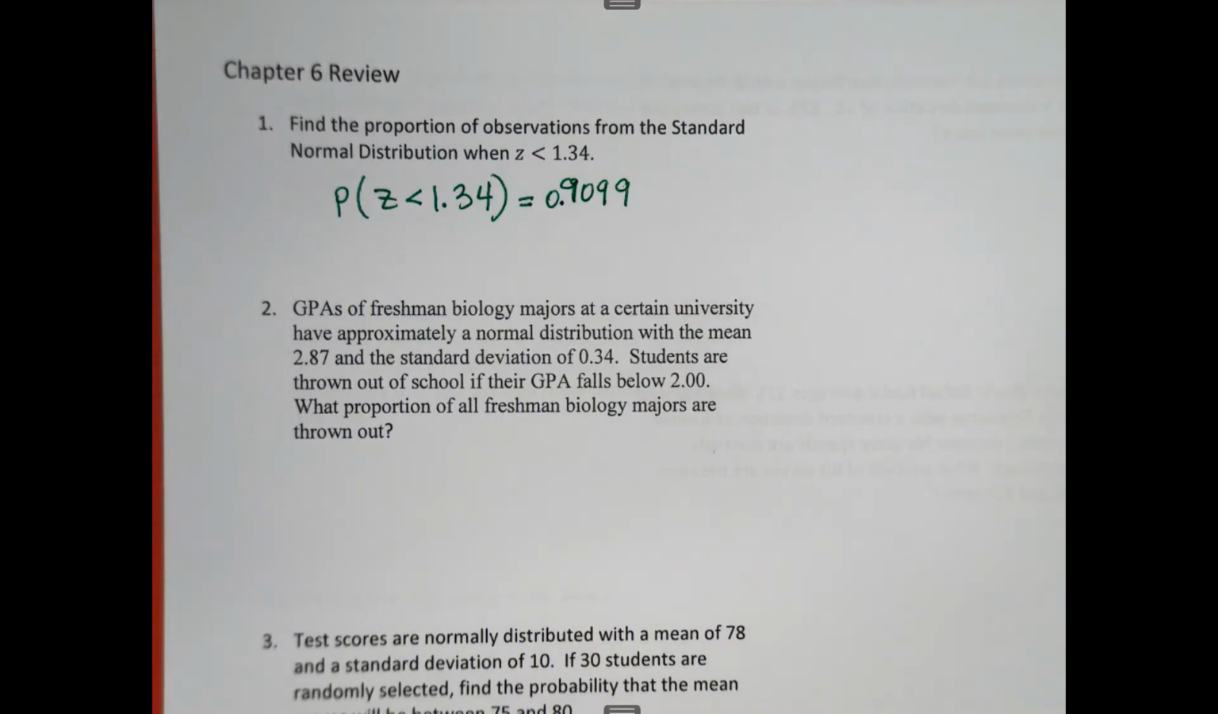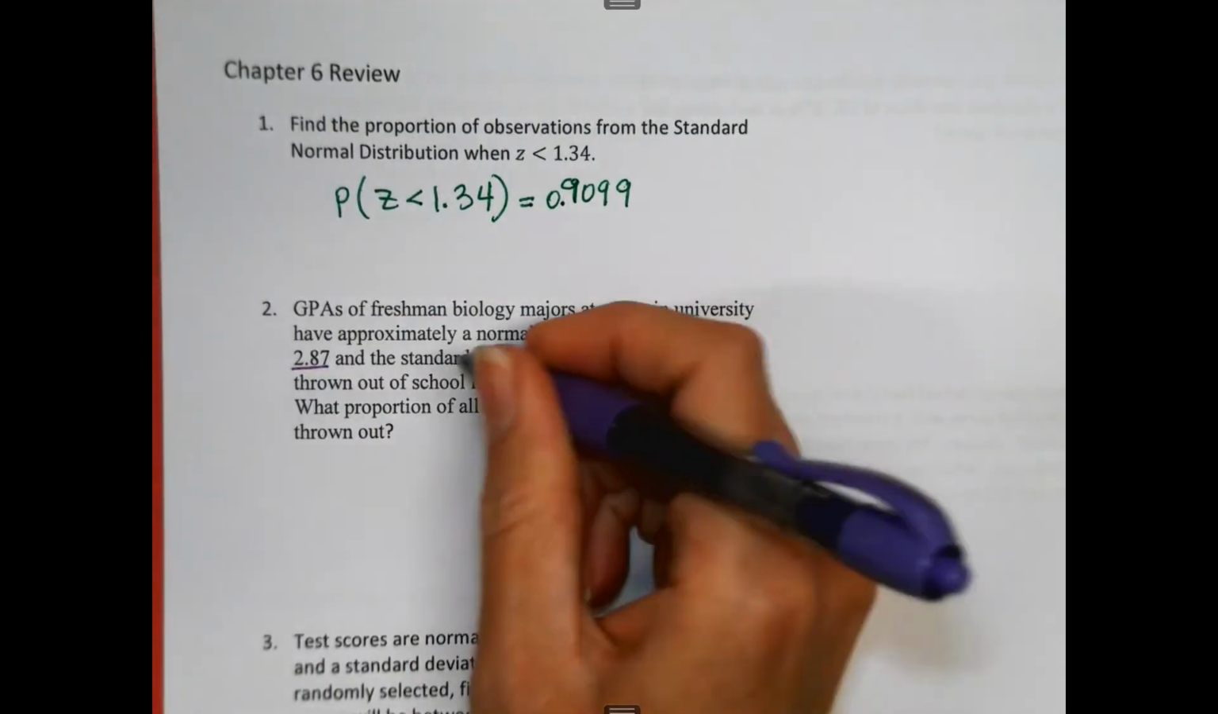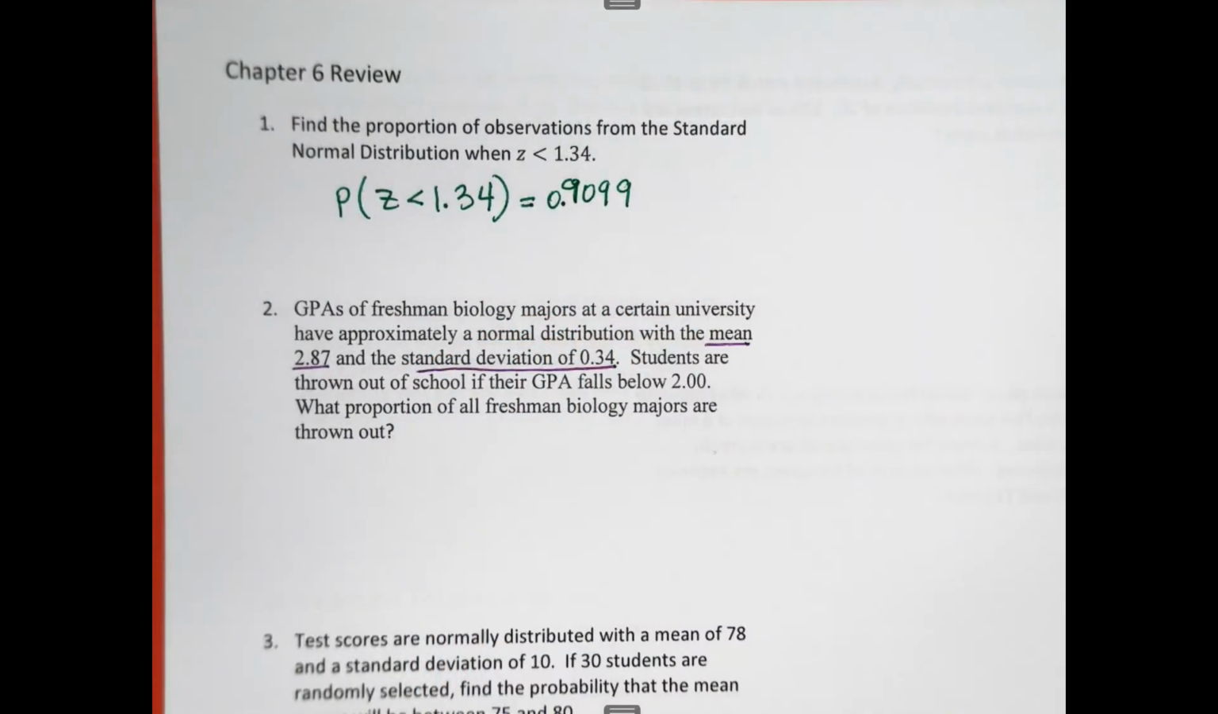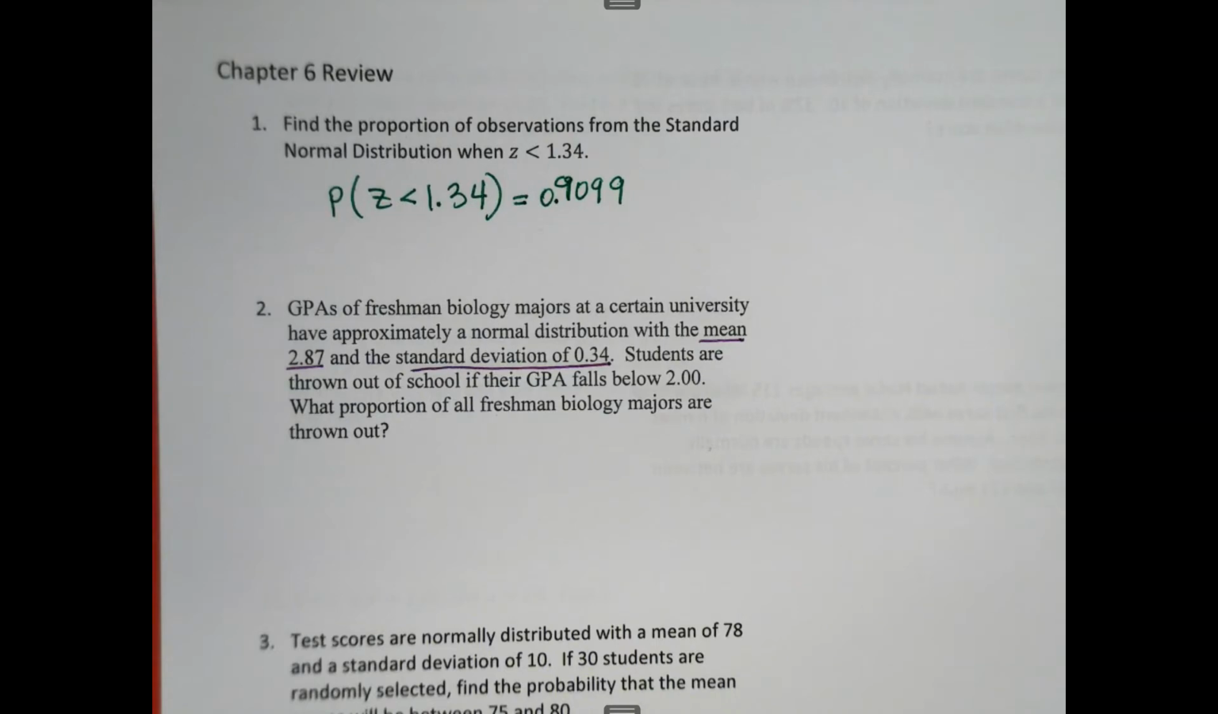Problem number 2 says GPAs of freshman biology majors at a certain university have approximately a normal distribution with a mean of 2.87 and a standard deviation of 0.34. Students are thrown out of school if their GPA falls below a 2.0. What proportion of freshman biology majors are thrown out? This is an extension of that first problem.